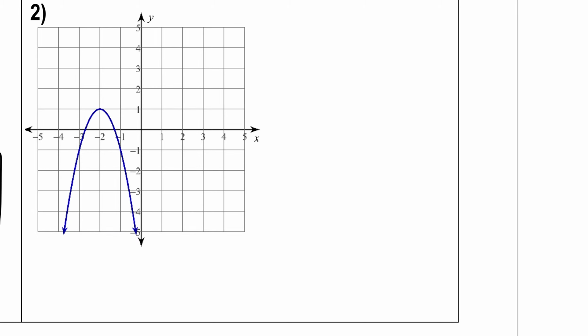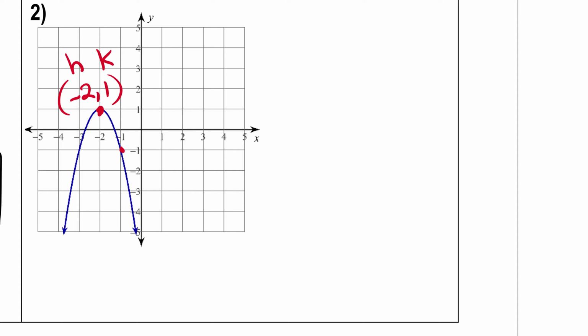Okay, I have a point, or I have my vertex right here. Here's my vertex. This is -2, 1, right? And that's h, and that's k. And then I just have to pick any point on the graph. It doesn't matter where it is.